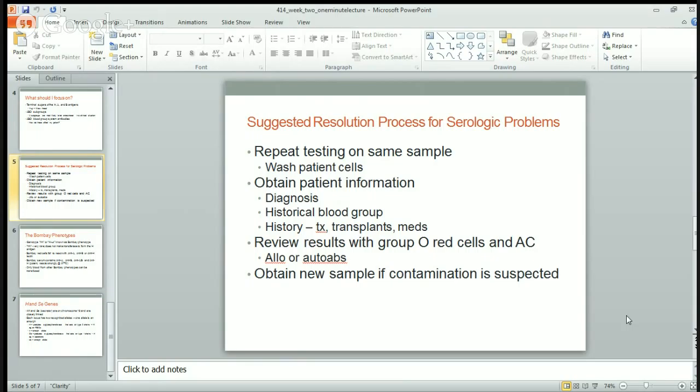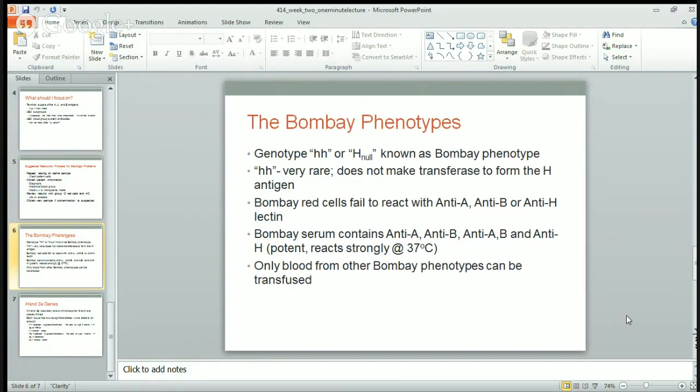The last couple slides here, I'm just going to point out a couple of things that you need to know for knowledge purposes. It's very unlikely that you will ever see a Bombay phenotype in a clinical situation, but you do have to have an understanding of how a Bombay phenotype shows up because it helps you understand the genetics behind the ABO blood group system.